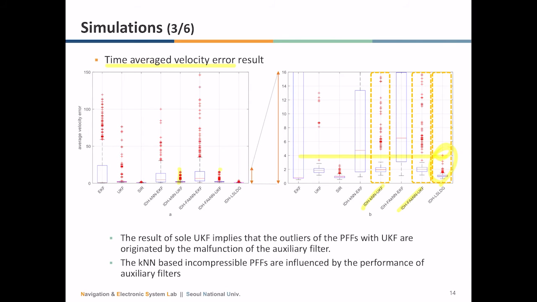The result of SOAR UKF implies that the outliers of the PFFs with UKF are originated by the malfunction of the auxiliary filter. EKF is the worst performer, and IDH using it as an auxiliary filter is also poor. As a result, IDH-LSLDG has good estimation performance and works robustly for various situations.